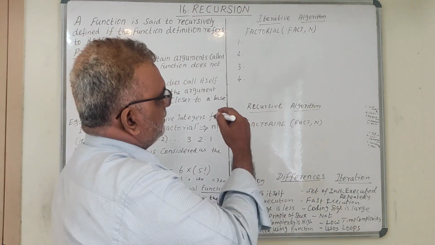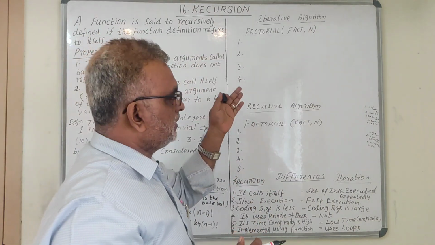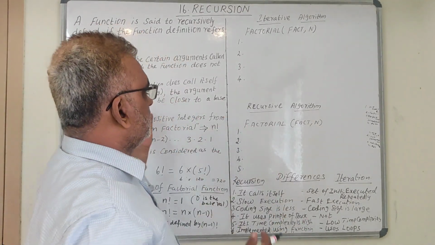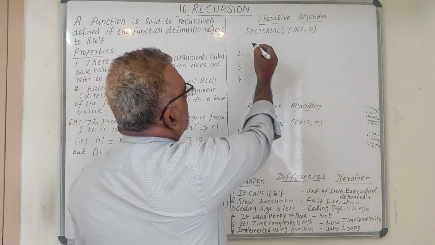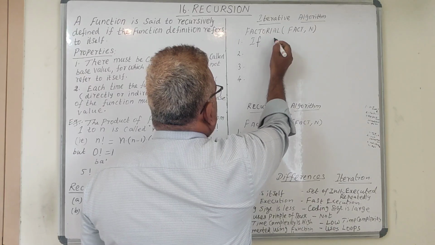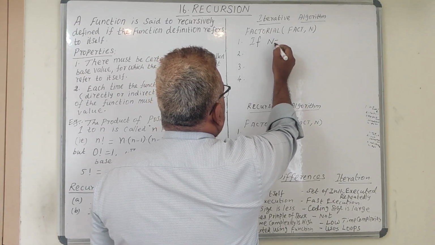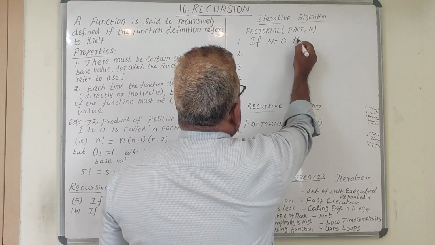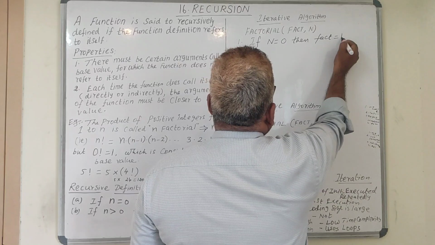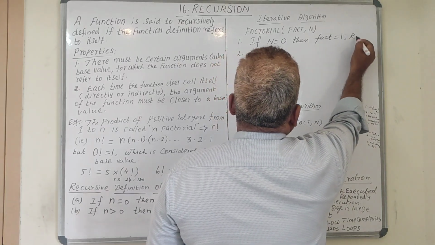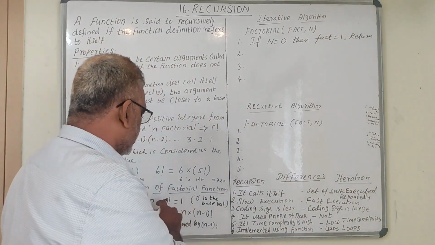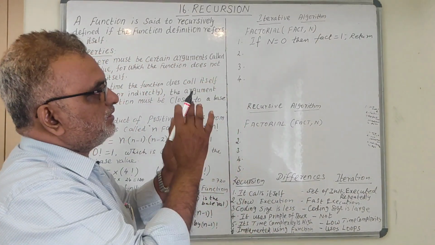This can be done in two different ways: the iterative algorithm and the recursive algorithm. For example, we want to calculate this factorial value. Let us check the condition: if n is equal to 0, then the factorial is equal to 1. After this, we can simply return. No more calculation is required. If n is equal to 0, that is the base value, just print that factorial is equal to 1.